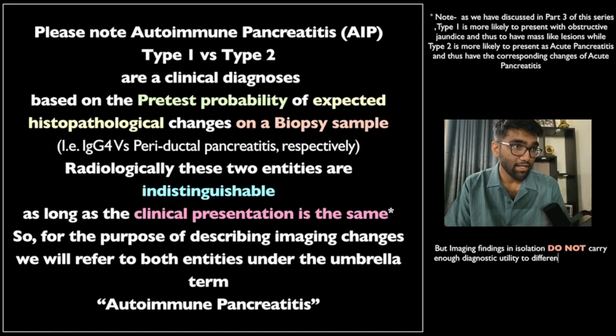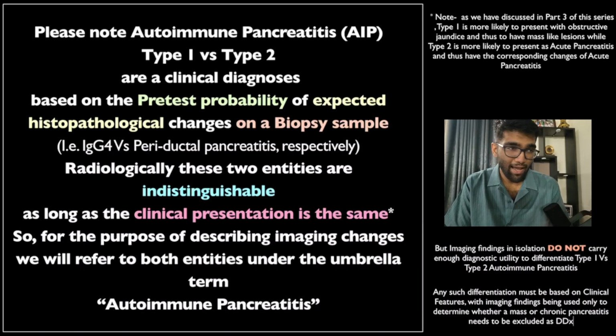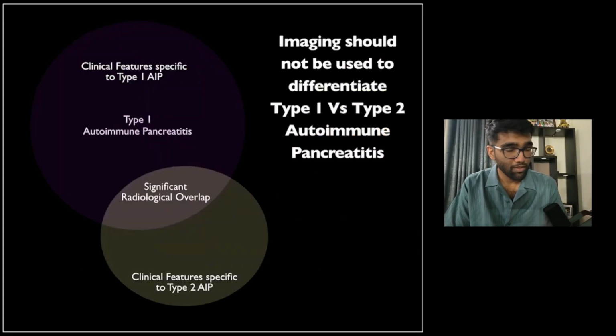So imaging findings, again, to reiterate, do not carry enough diagnostic utility in differentiating type 1 versus type 2 autoimmune pancreatitis. Any such differentiation thus must be based on clinical features, and imaging findings are just used to differentiate autoimmune pancreatitis from other forms of chronic pancreatitis or mass lesions, as the imaging might indicate. So naturally, there is some overlap between the clinical features of type 1 and type 2 autoimmune pancreatitis, but there is very significant overlap in the radiological features of type 1 versus type 2 autoimmune pancreatitis.